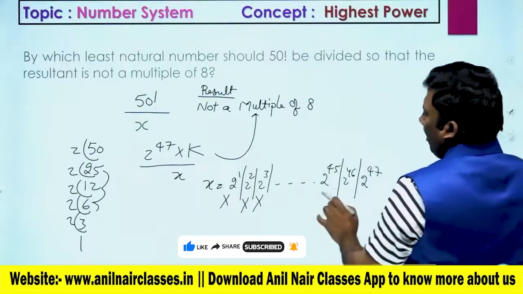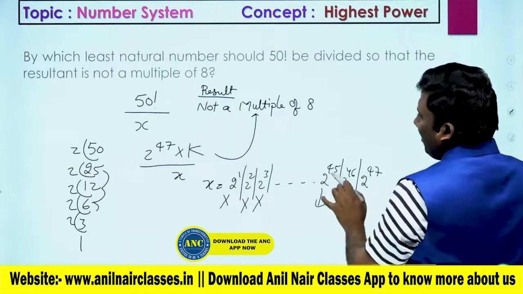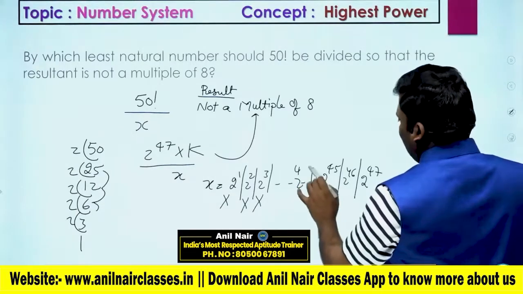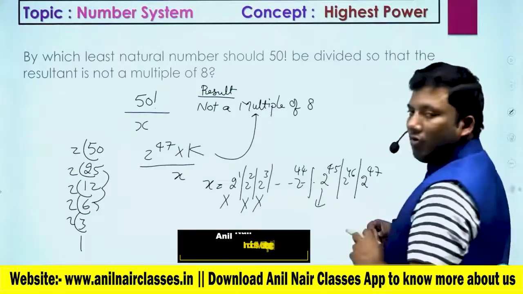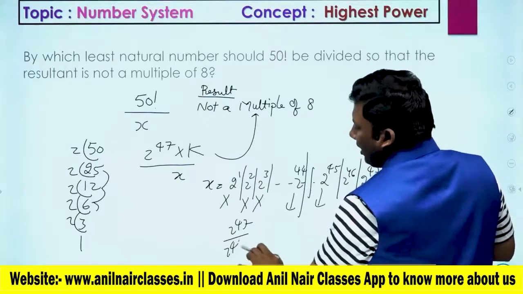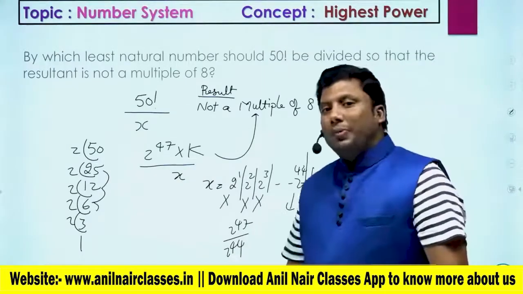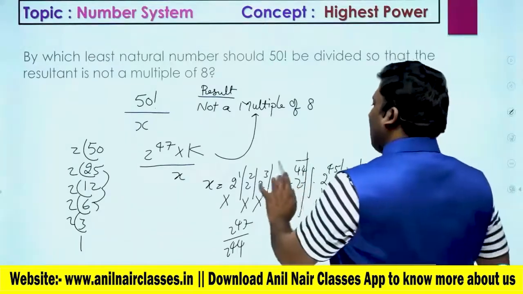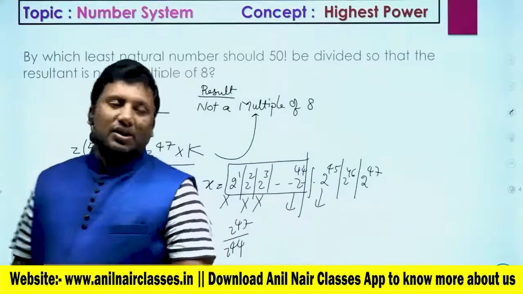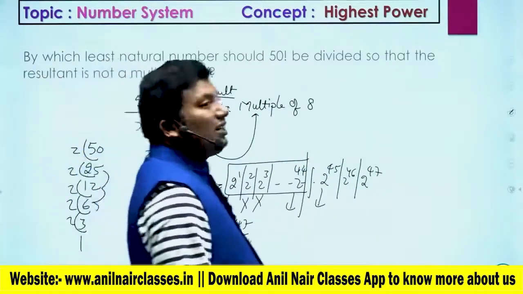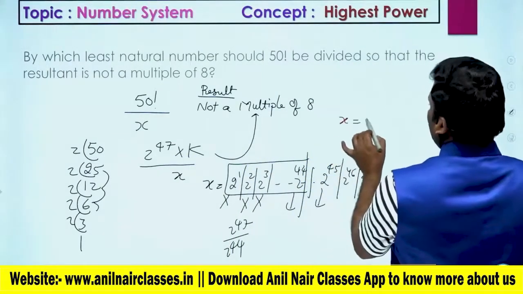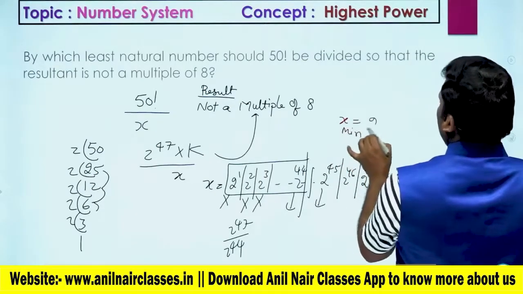Now see here, if it is 2 power 47 divided by 2 power 44, it is 2 cube. 2 cube is 8 into something. All these numbers, 2 power 1, 2 power 2 till 2 power 44, will make the resultant a multiple of 8. The question is, it should not be a multiple of 8. So x, the minimum value, will be 2 power 45.